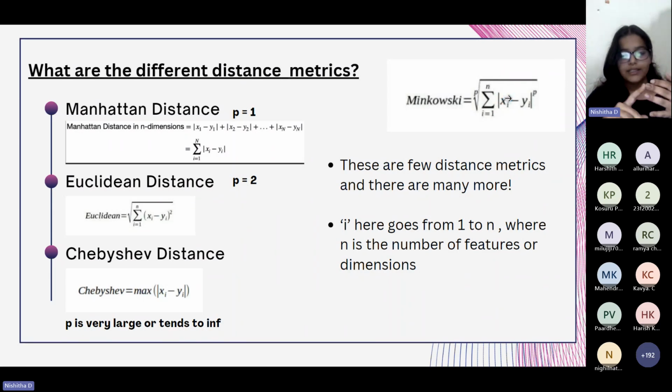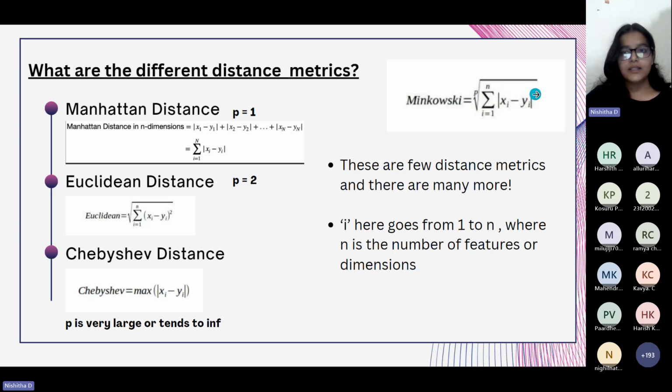So like x1, x2, x3 till xn, that's one data point. And y1, y2, y3, till yn, that's another data point. Now what does this Minkowski distance do? It basically calculates the absolute difference along each dimension. Here i represents one dimension, and i goes from 1 to n, so it represents all the dimensions. So this term is nothing but the absolute difference along one dimension.